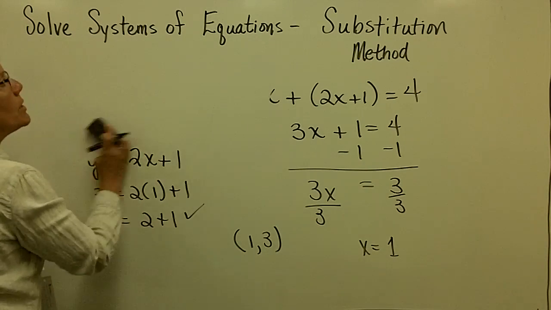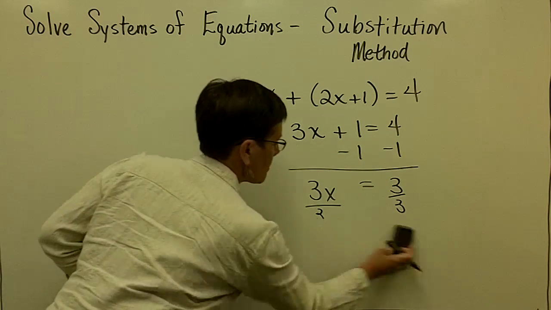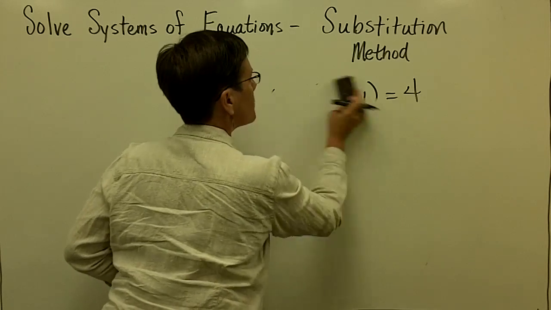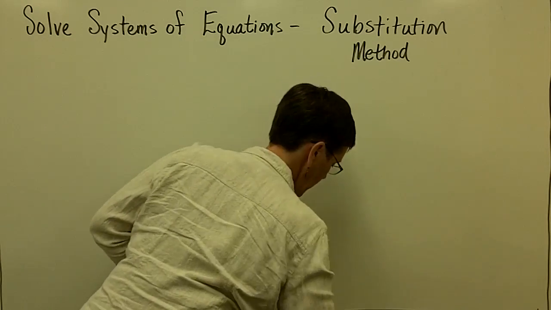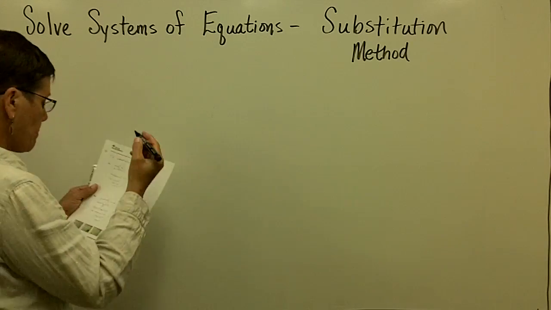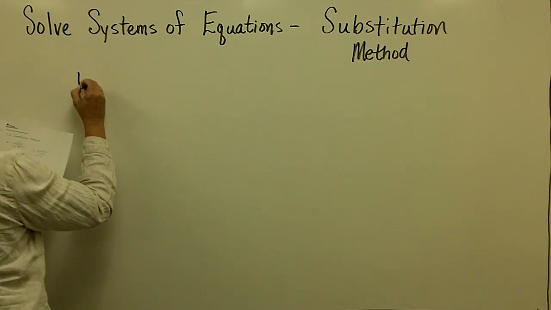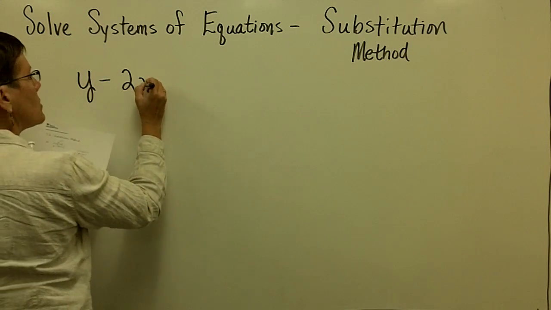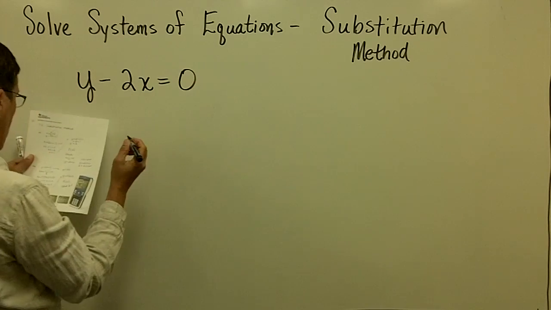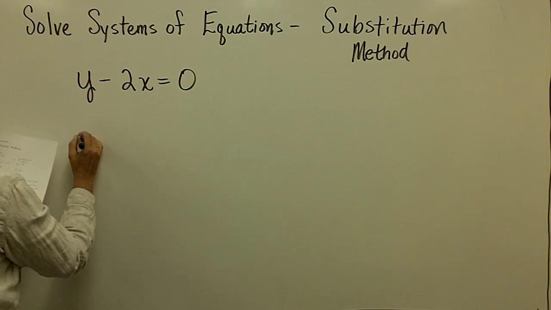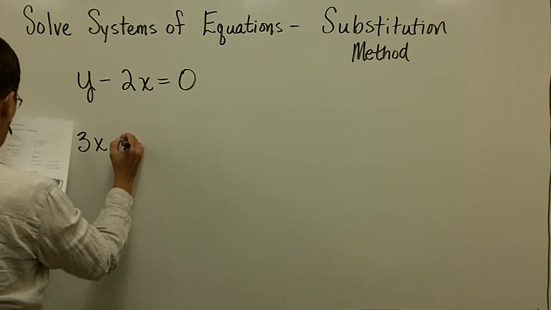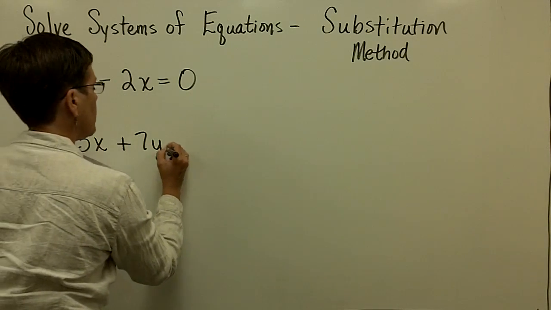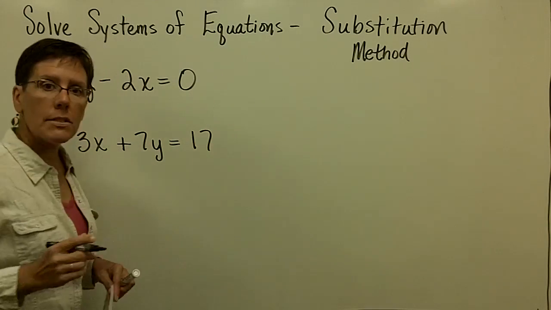Let's do one more using what's called the substitution method. So we've already solved graphically. We're going to see if you like this approach a little bit better. So one of my equations is going to be y minus 2x equals 0. And the other is going to be 3x plus 7y equals 17.